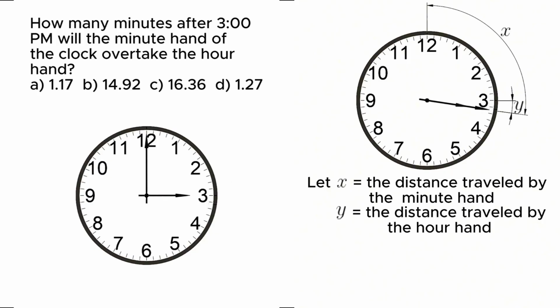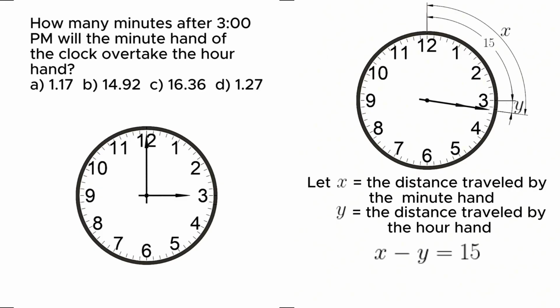From 12 to 3 on a clock face, there are 15 tick marks. So initially, the hour hand is 15 tick marks ahead of the minute hand. This gives us our first equation. x minus y equals 15.